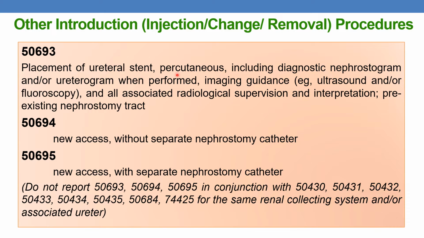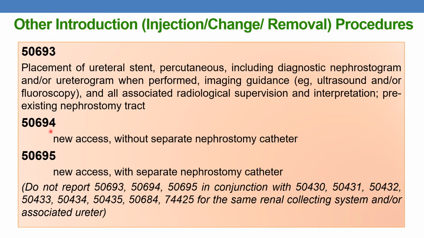Placement of ureteral stent percutaneous, including diagnostic nephrostogram and/or ureterogram when performed, image guidance, for example, ultrasound or fluoroscopy, and all associated radiological supervision and interpretation. Here it is a pre-existing nephrostomy tract. Placement of ureteral stent through pre-existing nephrostomy tract.